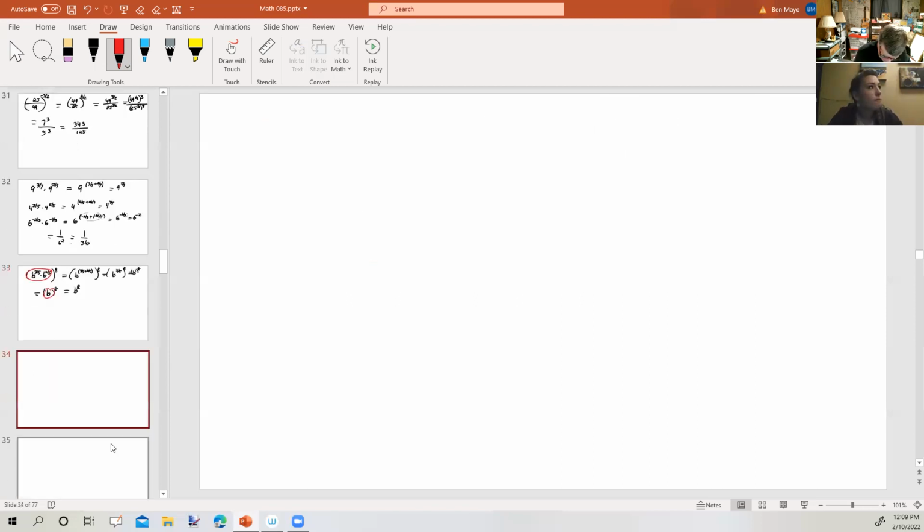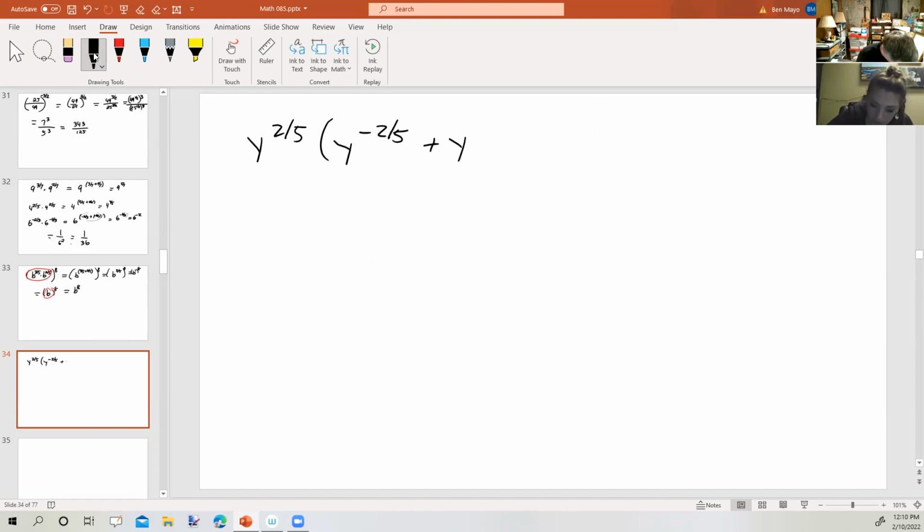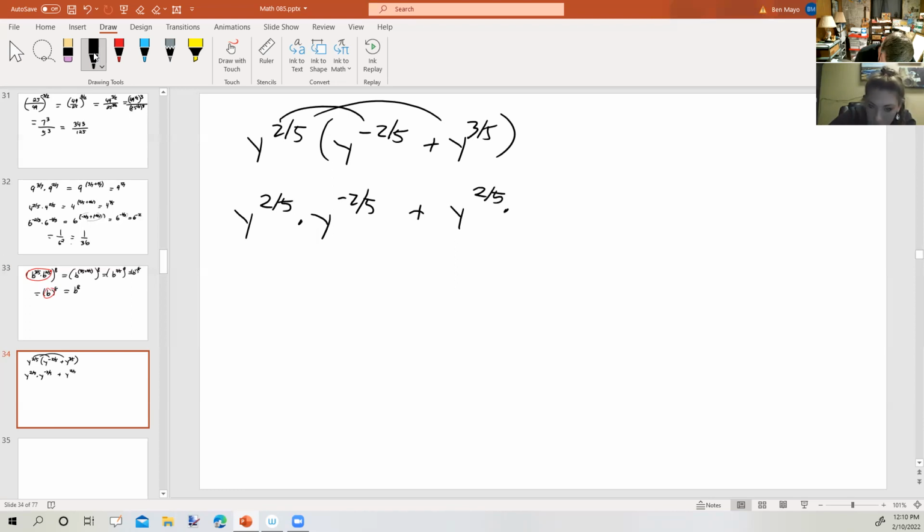All right, how about this one? Y to the 2/5 power times the quantity y to the negative 2/5 plus y to the 3/5. Distributing, I get y to the 2/5 times y to the negative 2/5 plus y to the 2/5 times y to the 3/5.